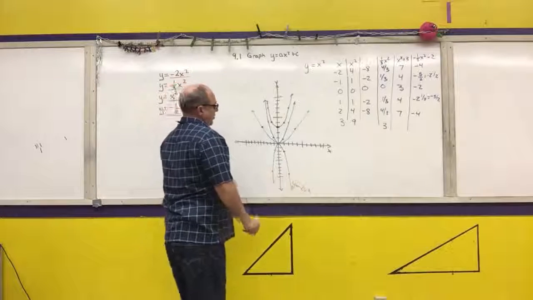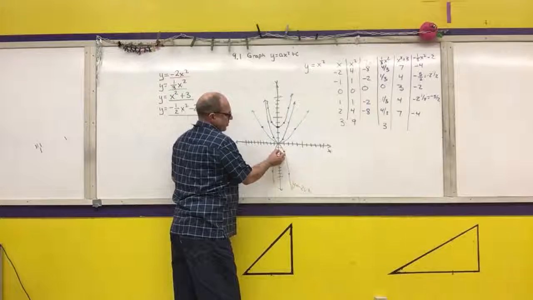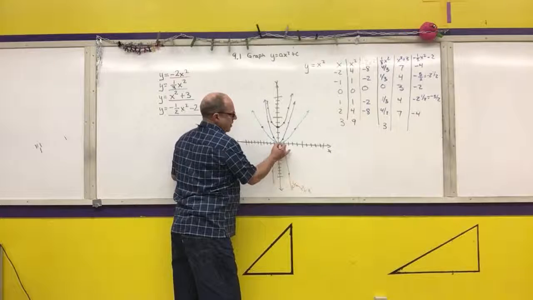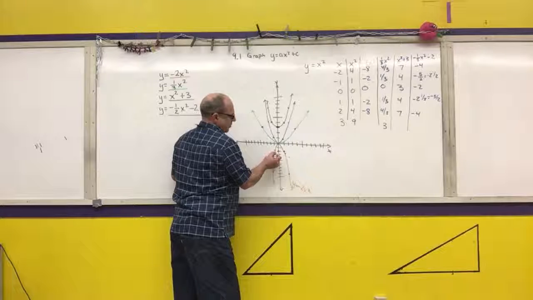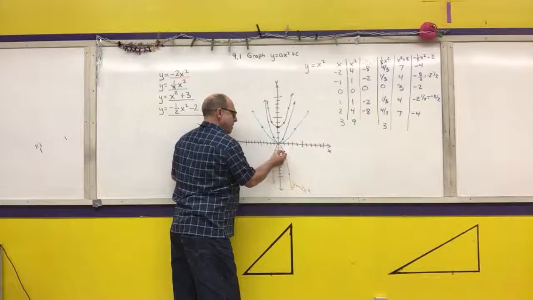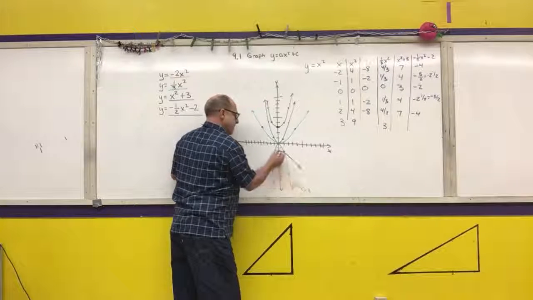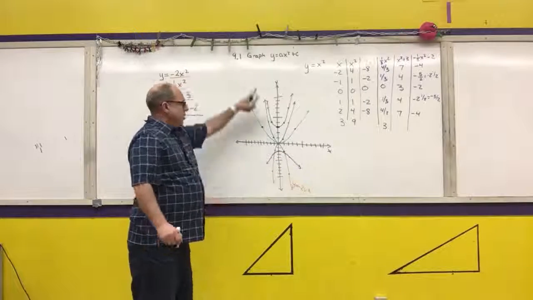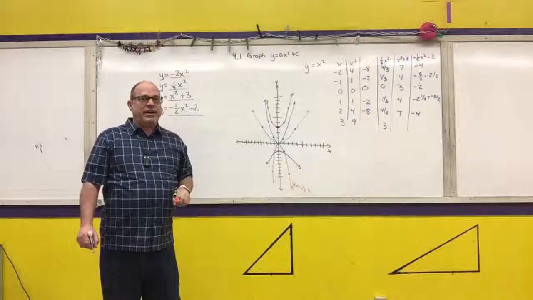So I'm going to start again at the middle. 0, -2. 1, -2.5. 2, -4. -1, -2.5. -2, -4. So there are the examples of these graphs.